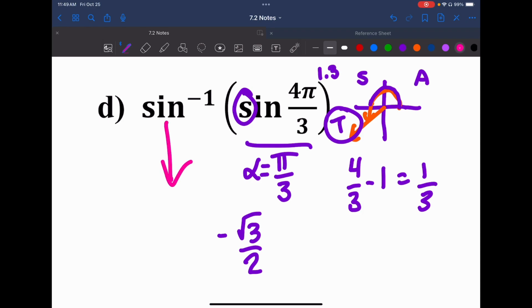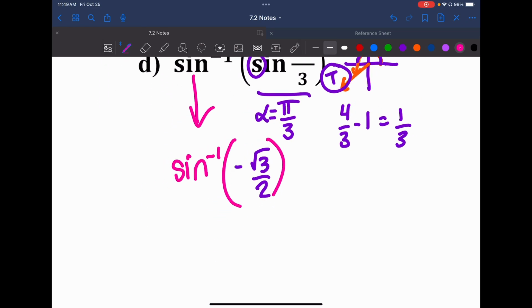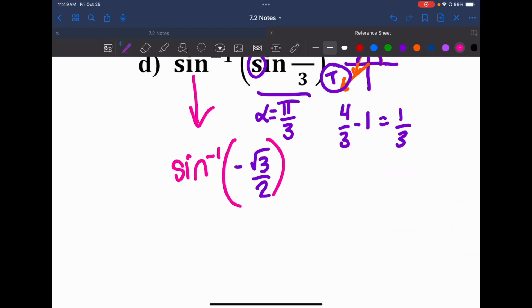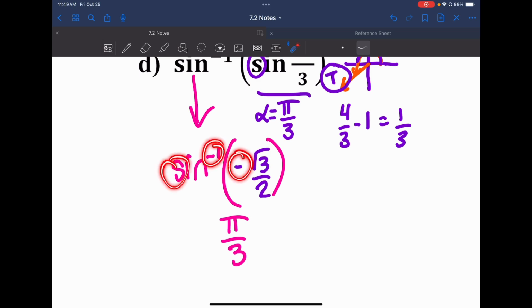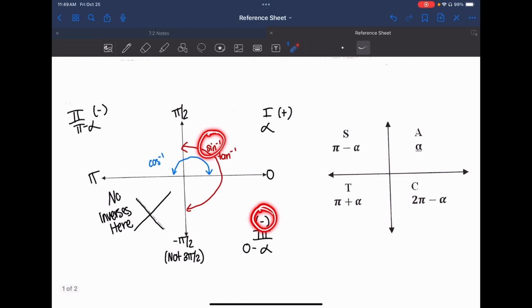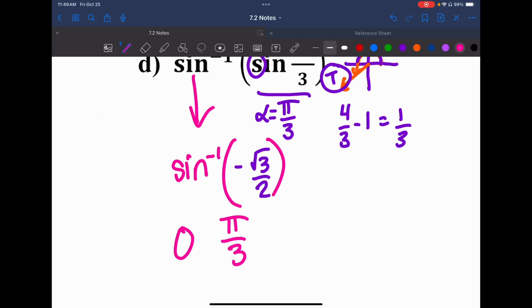So now you're going to bring down the inverse sine of negative square root of 3 over 2. So back to over here. Sine of square root of 3 over 2 is pi over 3. Pi over 3. But when inverse sine is negative, we use this. Sine is negative, we do 0 minus. So we get negative pi over 3.